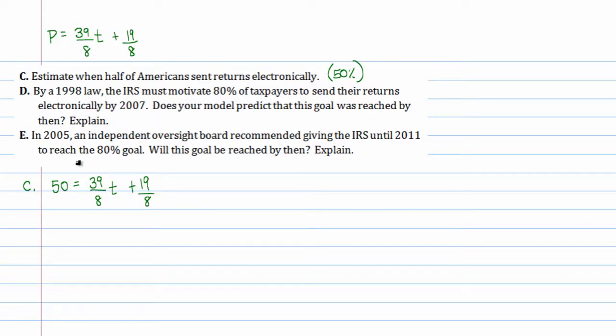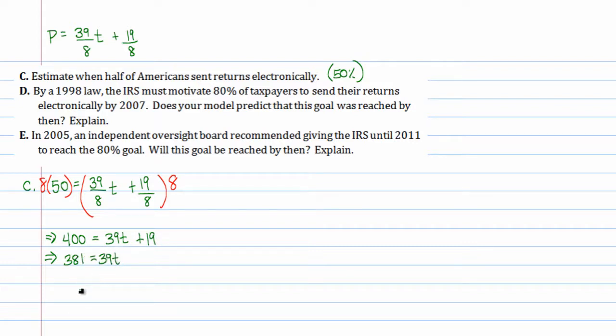I try to put a little curly Q at the end of my t's. I see an equation here that has fractions. I'm going to multiply both sides by 8 to get rid of fractions. I'll multiply everything here by 8. And so this equation becomes 400 is equal to 39t plus 19. I'll subtract 19 from both sides. I think that should give me 381 is equal to 39t.